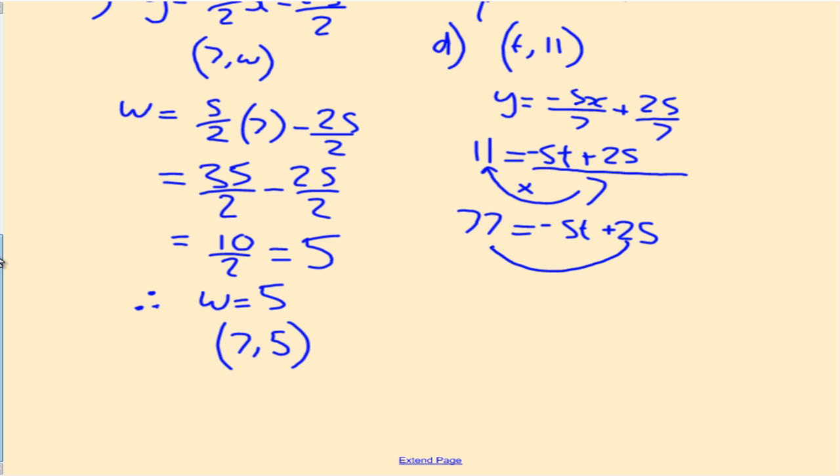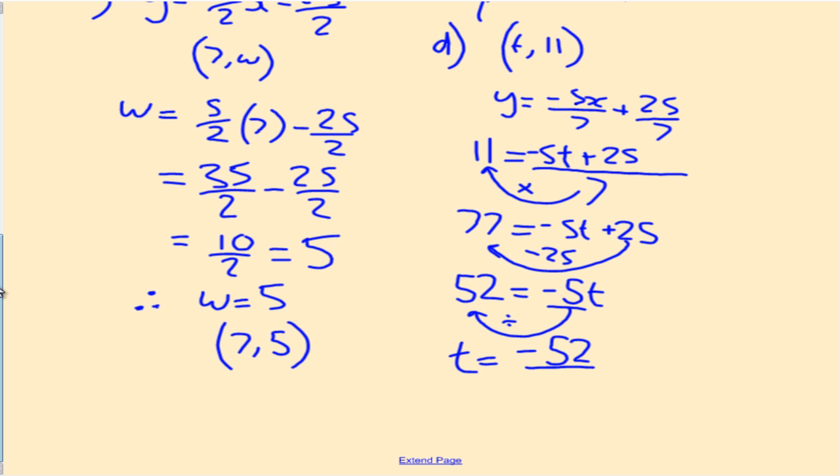I need to get rid of that 25, so I'm going to take it away. 77 minus 25 gives me 52 equals negative 5t. Then lastly I'm going to divide by my negative 5 so I can separate those. So t is going to be equal to negative 52 divide 5, which can be roughly equal to negative 10.4. So to finish it off we say t equals negative 10.4. And there's our final answer.